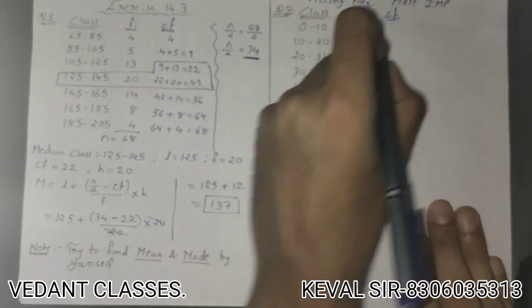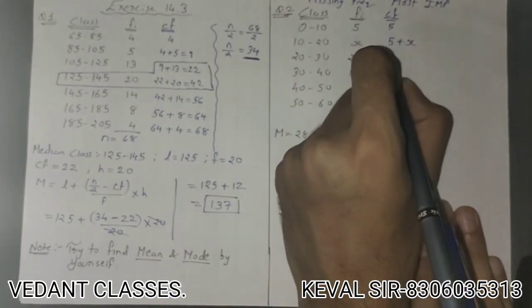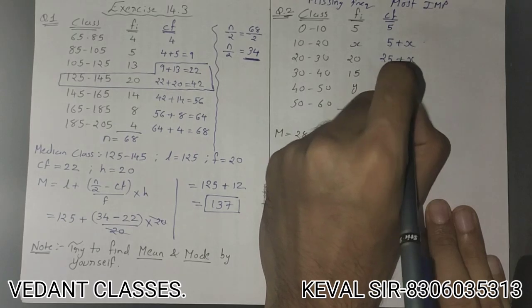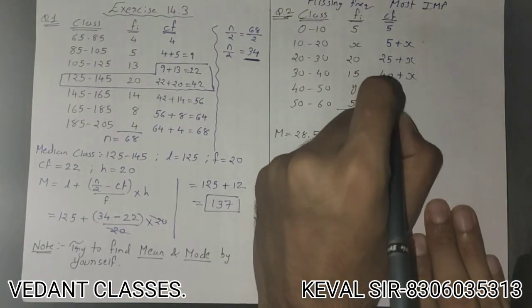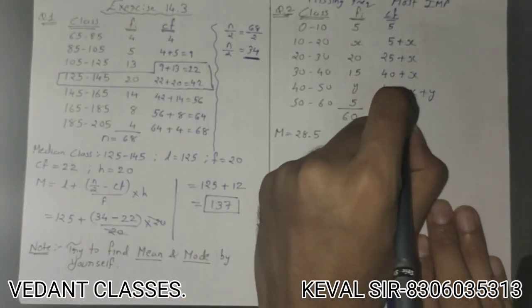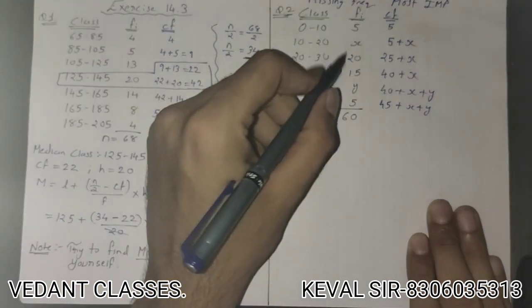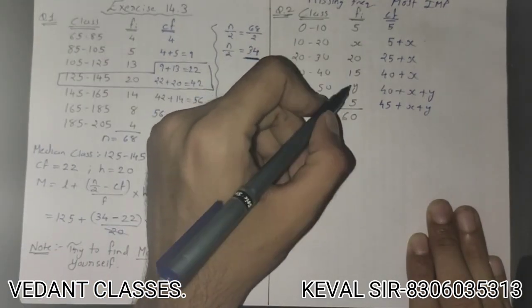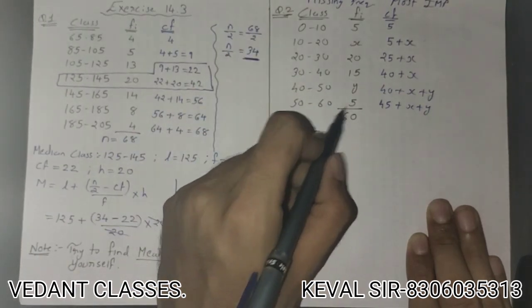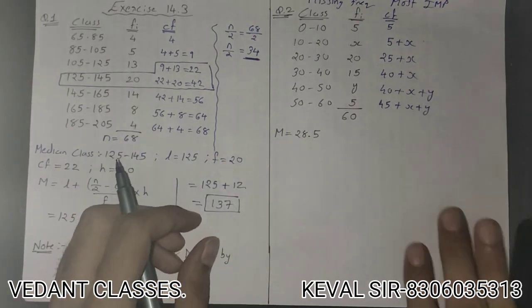So CF will be, first 5, then 5 plus x, then 25 plus x, then 40 plus x, then 40 plus x plus y, then 45 plus x plus y. Okay, when two missing frequencies are given, here you can see that x and y both are unknown. In such type of question they'll always give you the value of n, that is total frequency, and the value of median, that is given in the question, 28.5.